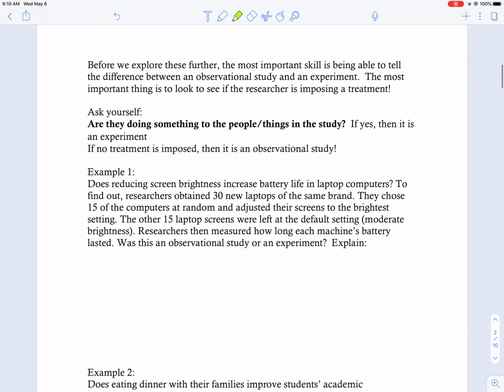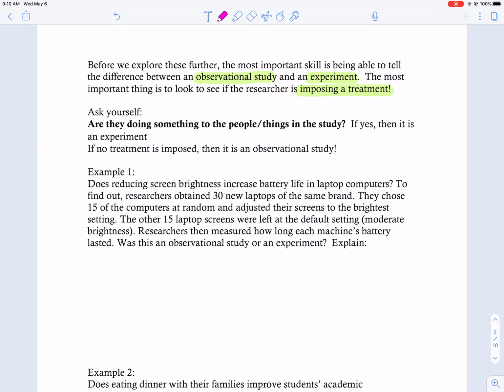Okay, so before we even go further, the most important thing is you being able to tell: is it an observational study or is it an experiment? The most important thing is to look to see if the researcher is or is not imposing treatment. It's all about imposing treatment. If they're imposing treatment, it's an experiment. If they're not imposing treatment, it's an observational study. So ask yourself, are they doing something to the people in this study? If yes, then it's an experiment. If no, it's an observational study.